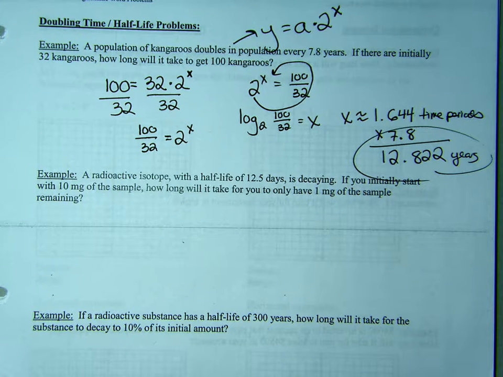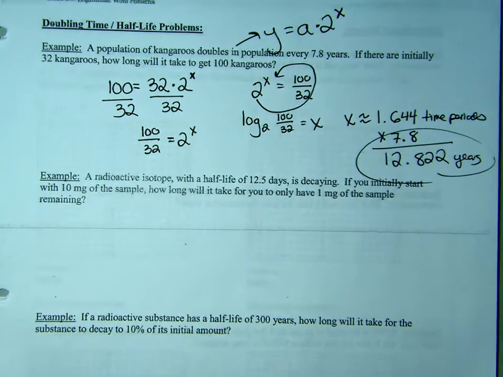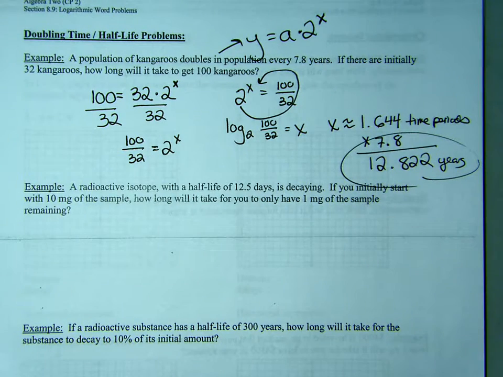What do we call the power with doubling problems? Number of durations, time periods. Yeah, the number of durations that we're dealing with. So in that first example, I figured out it was 1.644 time periods. I need to convert that to years. Well, a time period we were told was 7.2 years. So we'll multiply, and you got 12.822 years.